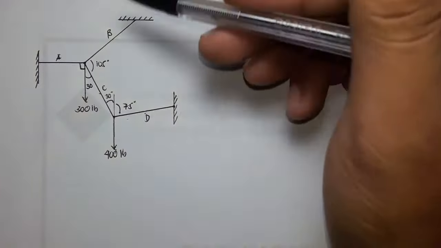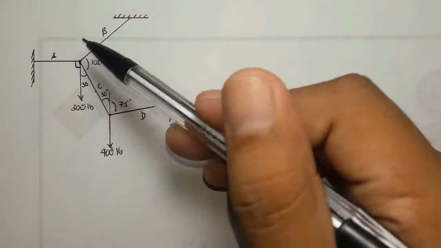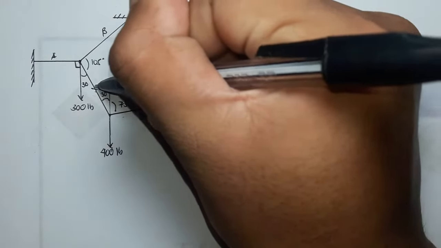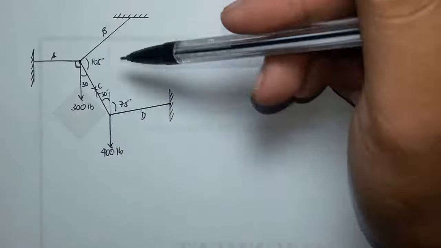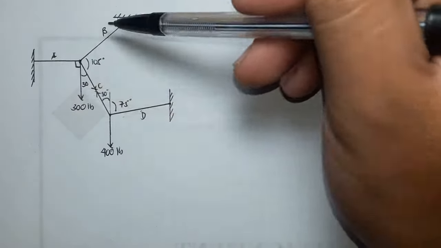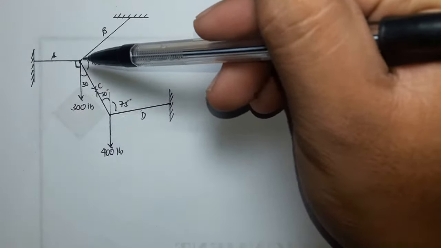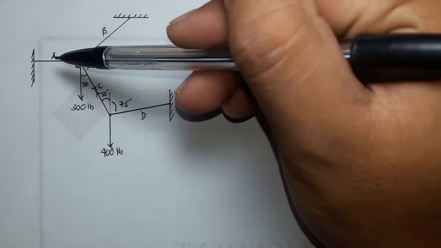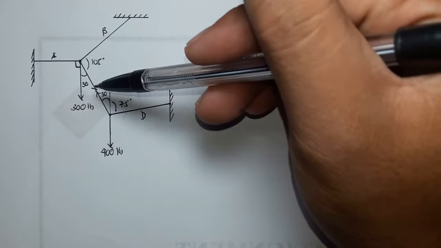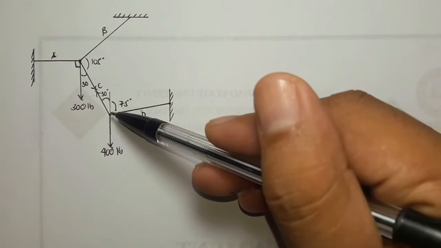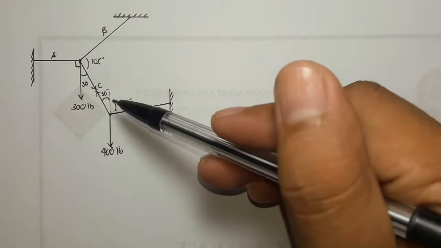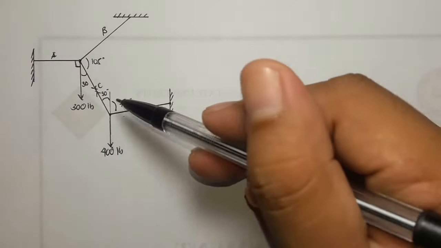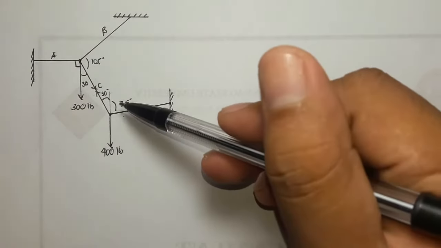If we cut this cord here, the C here, and consider this segment or this portion of A, B, and C, we have 3 unknowns, which are A, B, and C. But if we consider the point here, this part here, we will have 2 unknowns, C and D only. So we will start solving from this point.